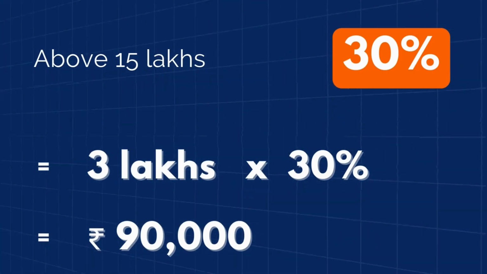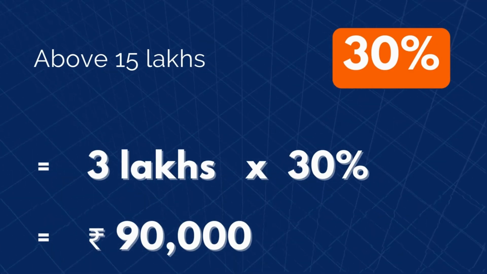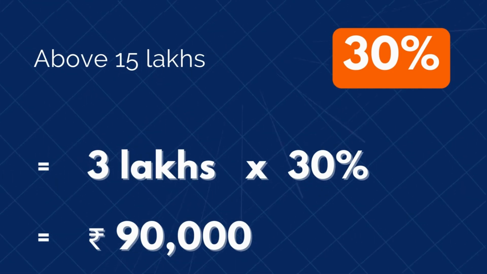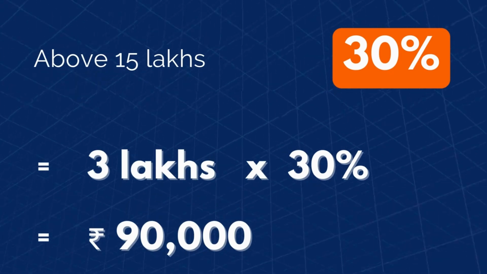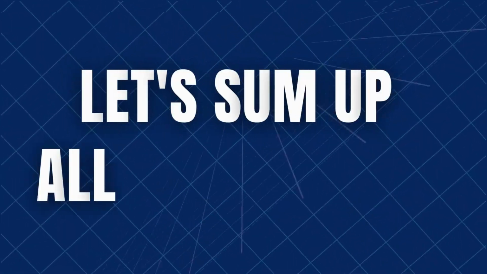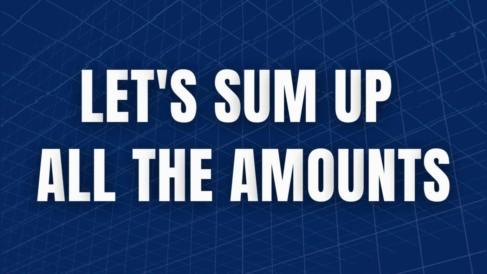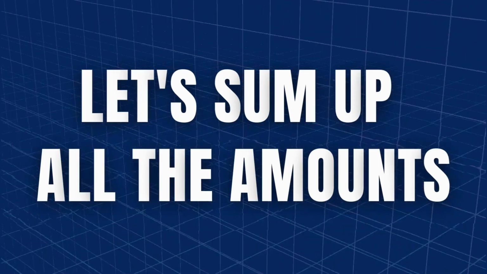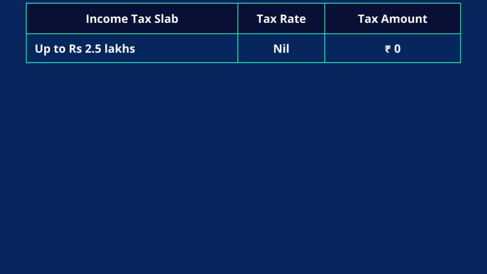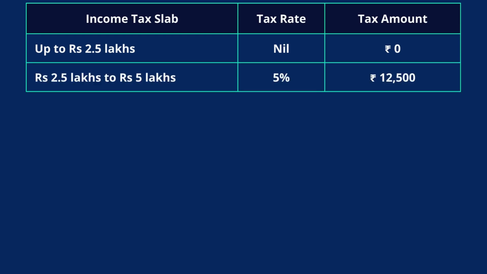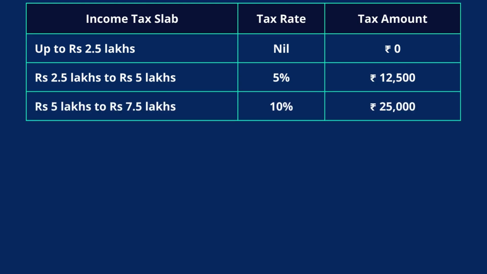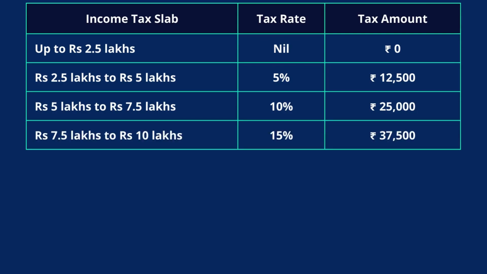Since your annual income is 18 lakhs, you will have to pay 30% tax on the remaining 3 lakhs, which amounts to 90,000 rupees. Finally, you have to sum up the amounts calculated for all the tax slabs to arrive at the total income tax payable. Income up to 2.5 lakhs, tax amount is 0. Income between 2.5 and 5 lakhs, tax amount is 12,500 rupees. Income between 5 to 7.5 lakhs, tax is 25,000 rupees. Income between 7.5 to 10 lakhs, tax is 37,500 rupees.